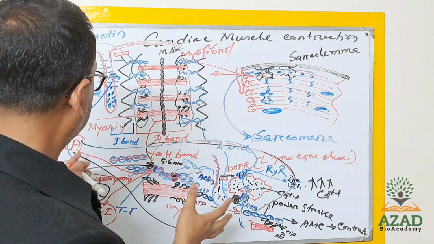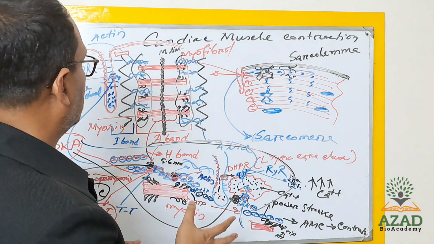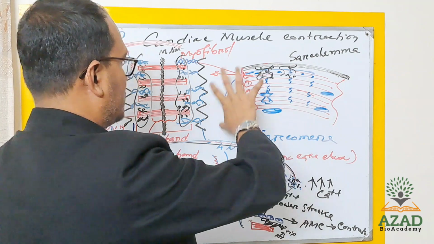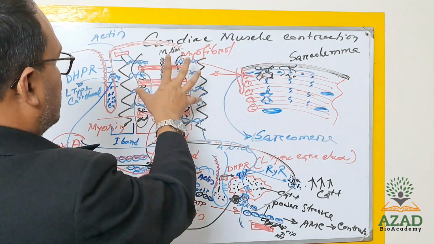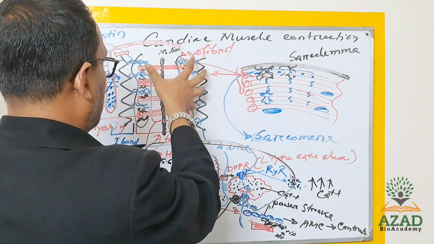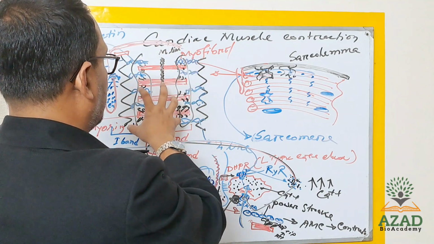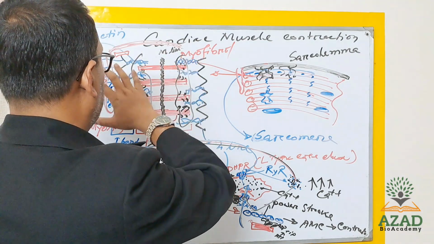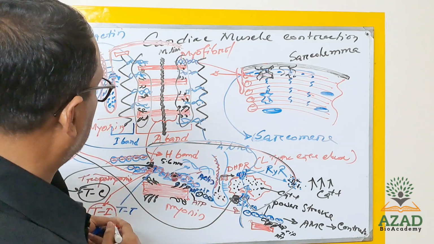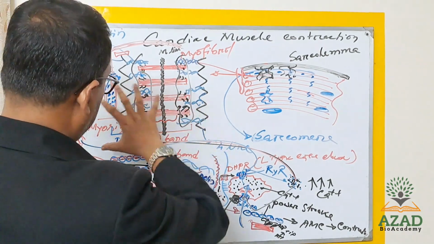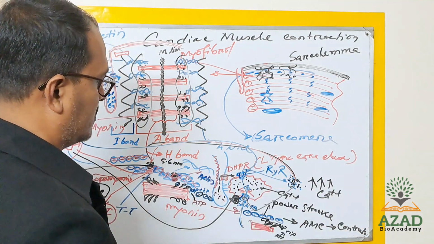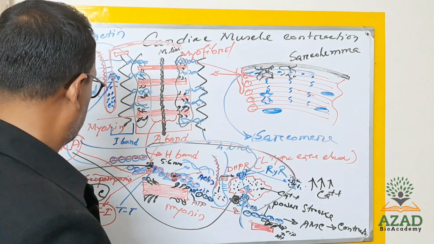So overall, this is the cardiac muscle structure, and this is the sarcomere internal structure, that is thin and thick myofibrils, the thick and thin filaments, actin and myosin. This is the Z line, already I mentioned. So here is the whole process. Okay, thank you very much.